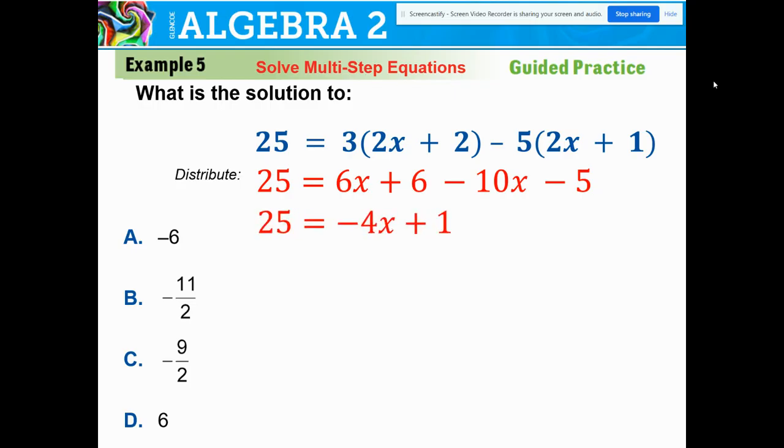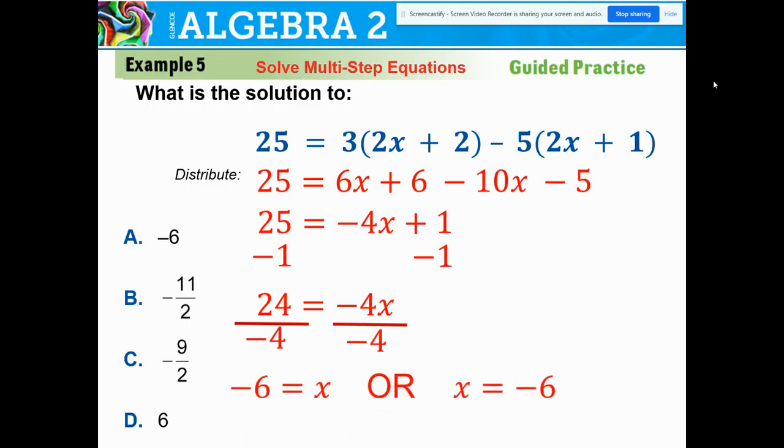Combine like terms on the right-hand side. We'll need to get rid of that 1 first by subtracting 1 on both sides. We get 24 equals -4x. Divide both sides by -4, and -6 equals x, or use your symmetric property of equality, x equals -6. That's A.